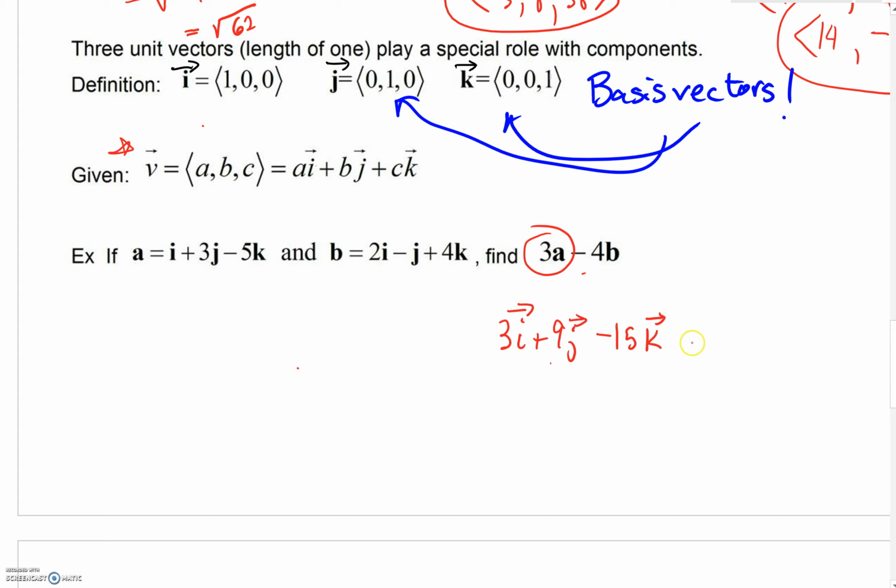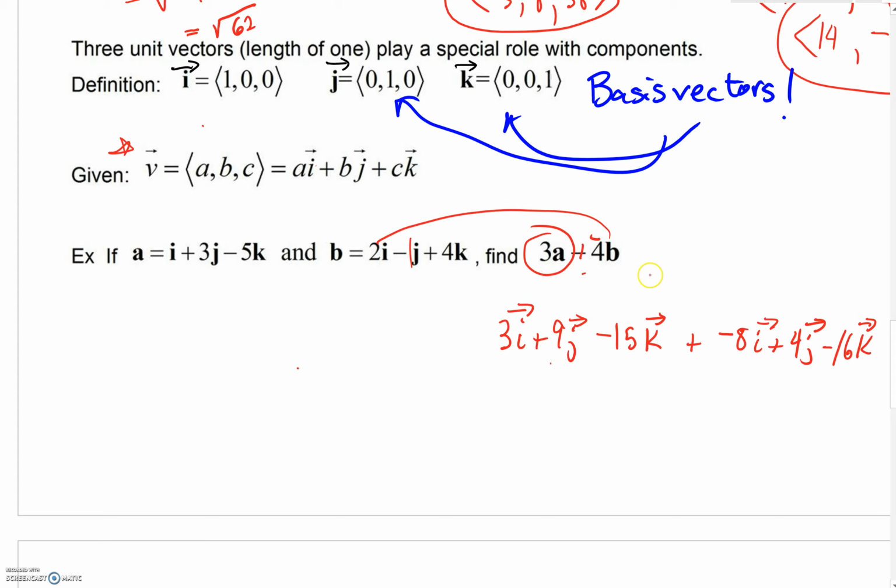And then we could say, well, minus 4b, we could say plus negative 4b. Negative 4 would get multiplied to each of these. We'd have negative 8i. Negative 4 times a negative 1 is a plus 4, that's plus 4j. And negative 4 times a 4 would be a minus 16k.